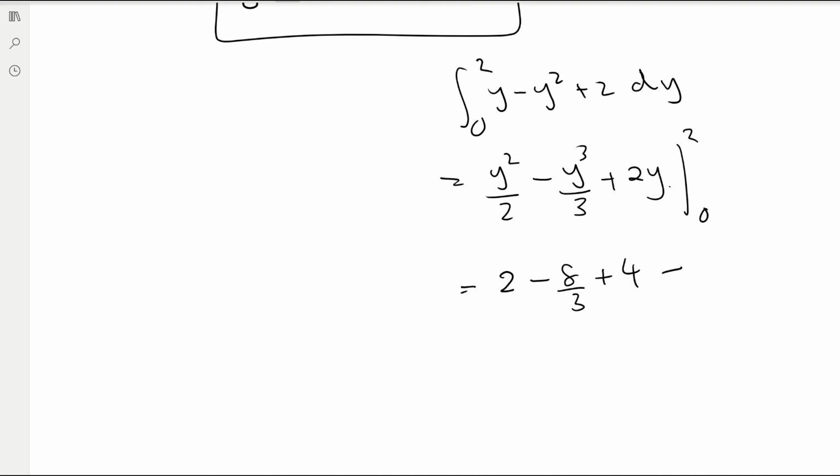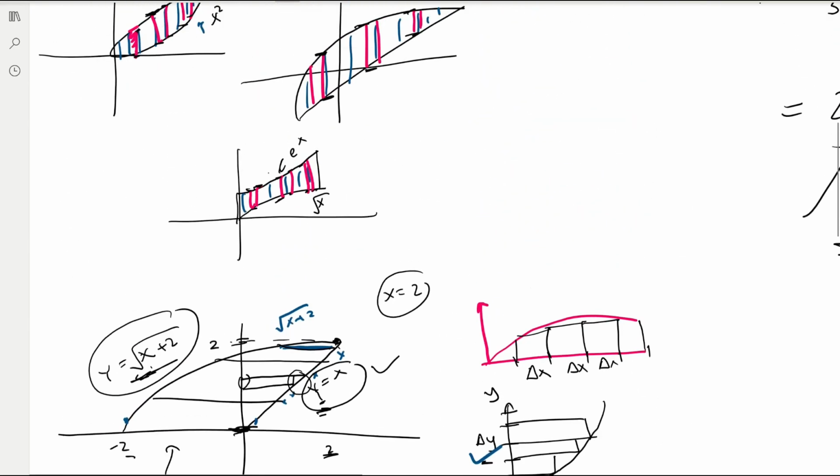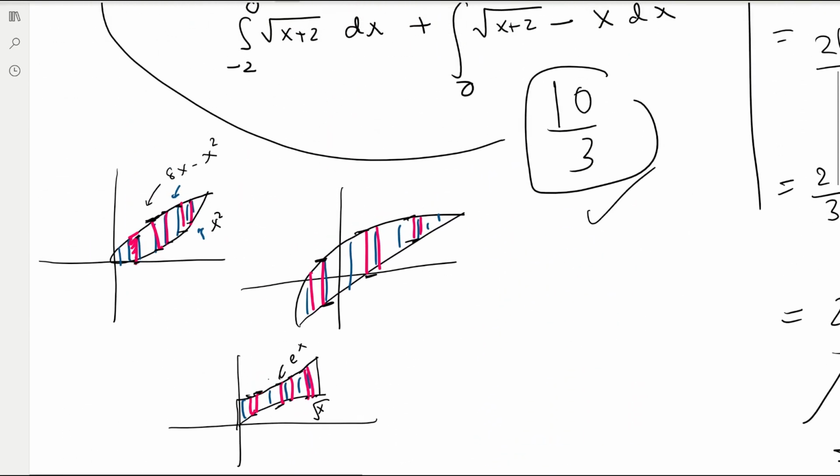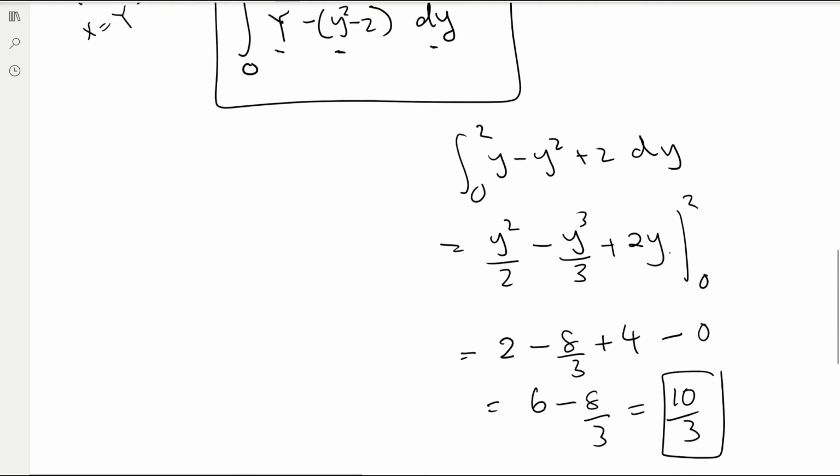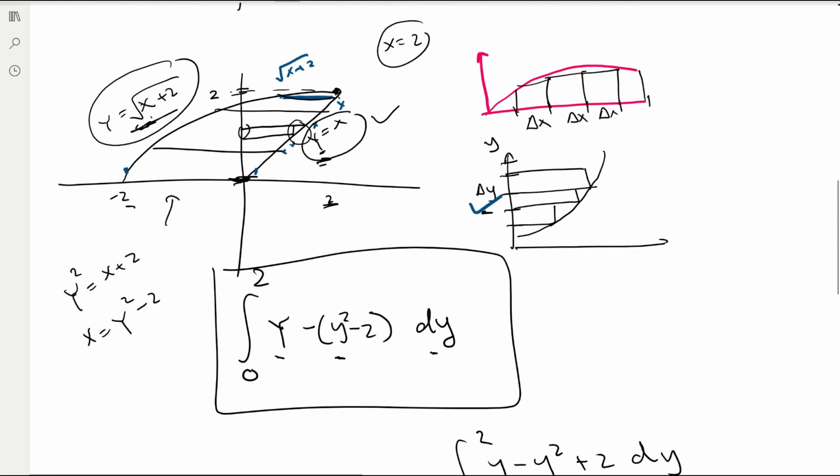0 here all the way, it's going to be 0 for y, right? And then if you simplify, 4 plus 2 is 6, 6 minus 8 over 3 is 10 over 3. So this is 10 over 3 unit squares. And remember in the last video when we used a different approach, we also got 10 over 3, right? So no matter which technique you use, you end up with the same answer because of course the area doesn't change. It's just the methodology that you use is different, right? But you should end up with the same answer.